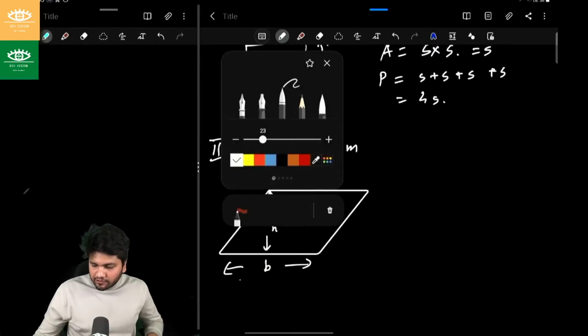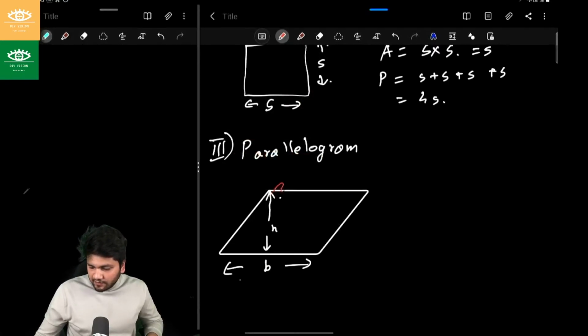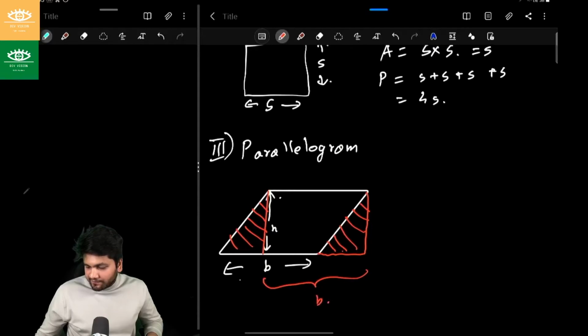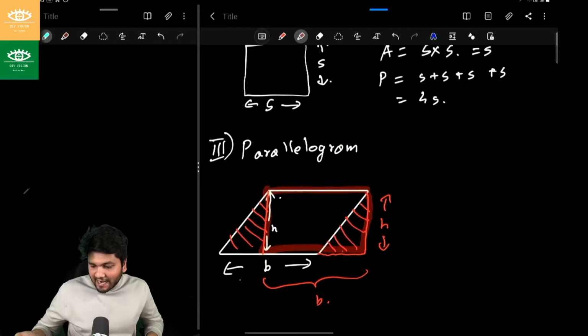Now what we will do, we'll just do some additional construction like this. So we'll make this triangle like this, and we'll cut this triangle and we will place it here. As you can see, these two triangles are same or are congruent. So now if you see, the base of this parallelogram is shifted like this. Now this is going to be the base and the height is like this. Now as you can see, this is actually a rectangle of length as base and breadth as height.